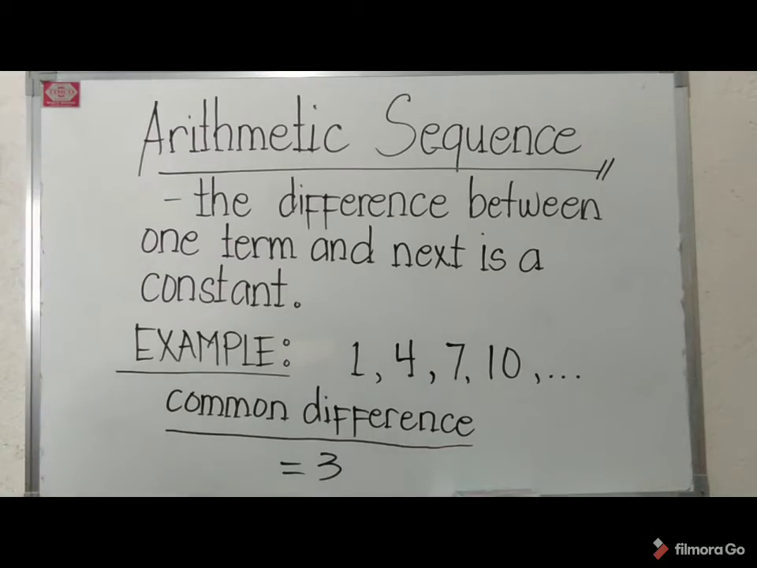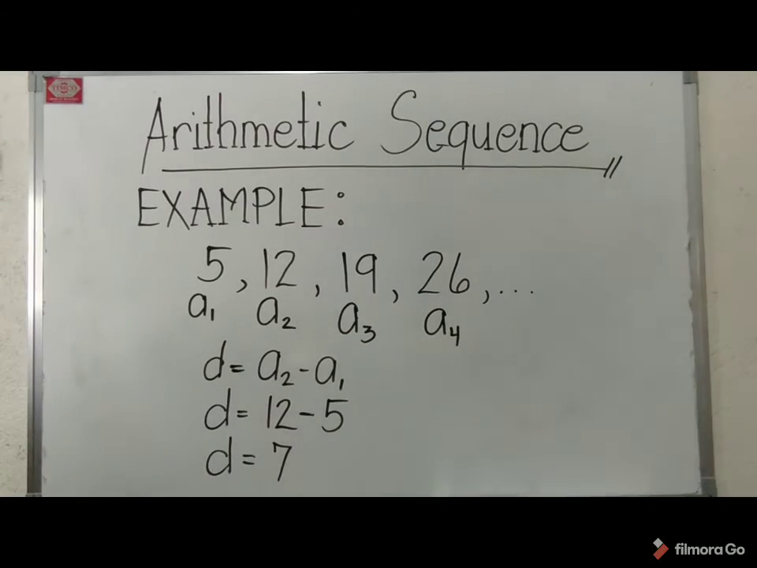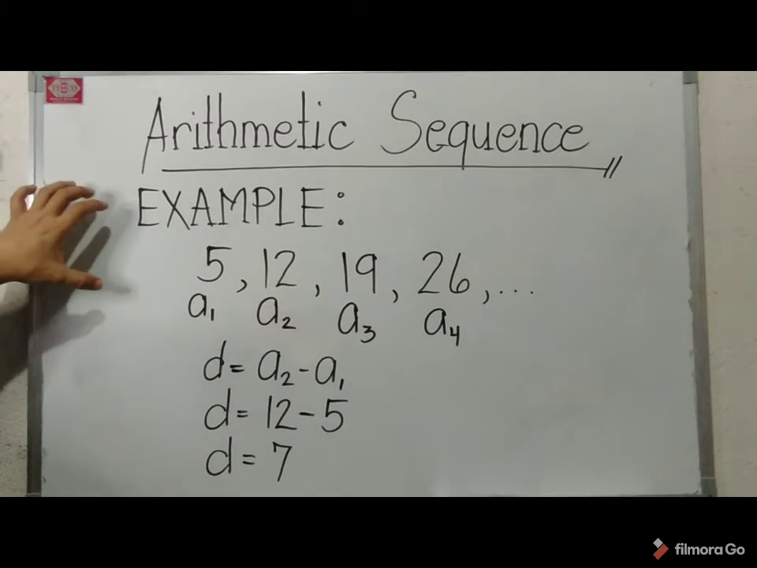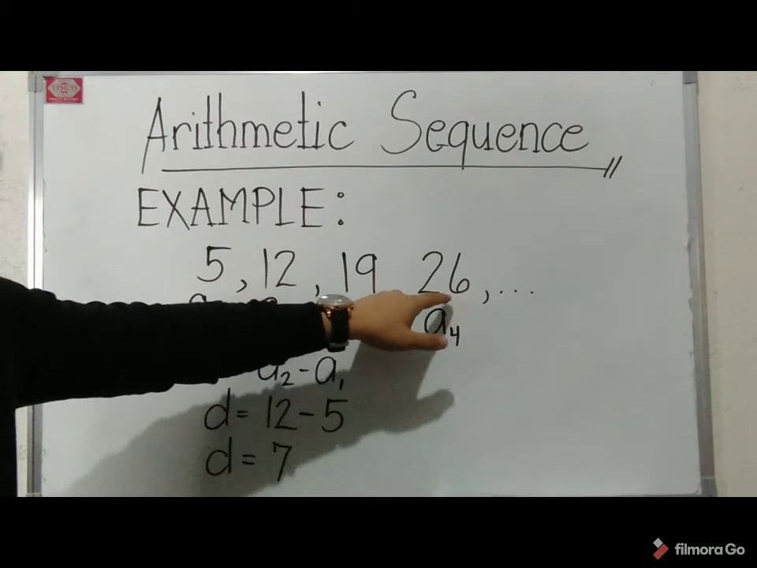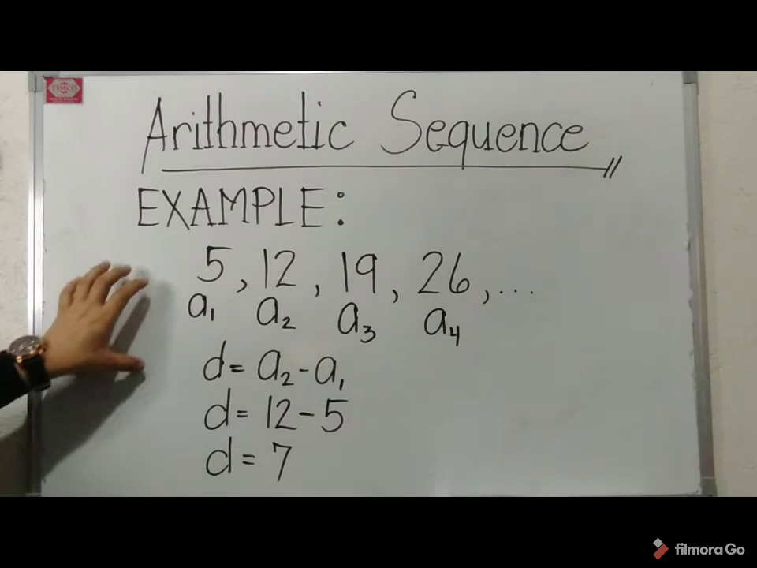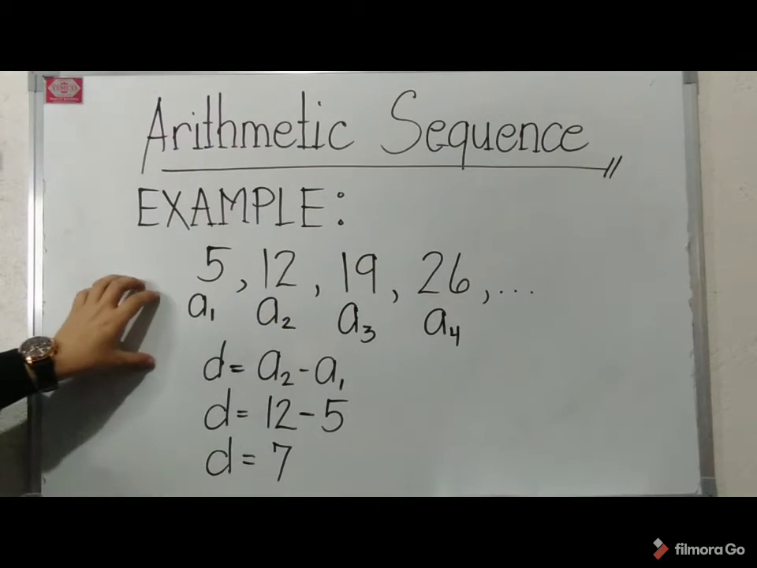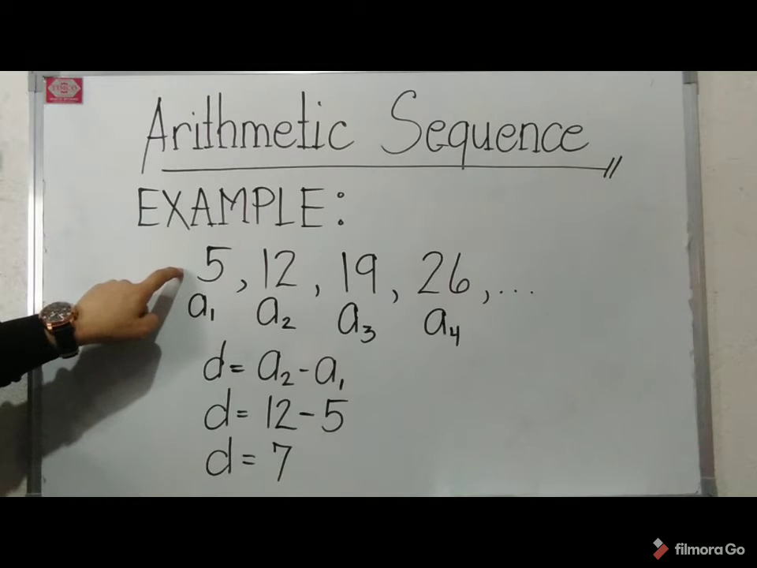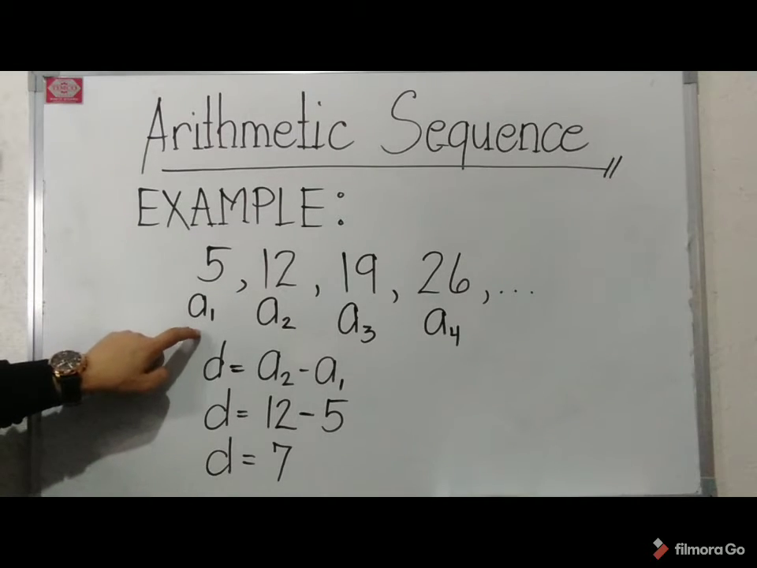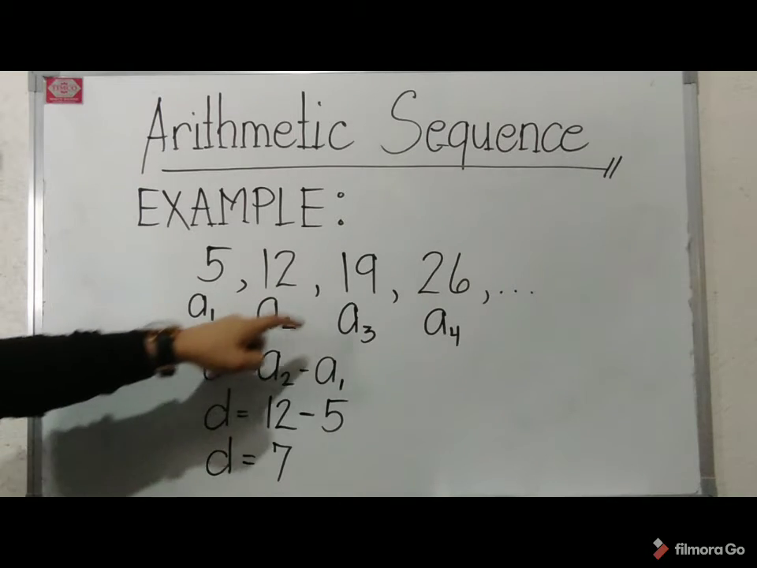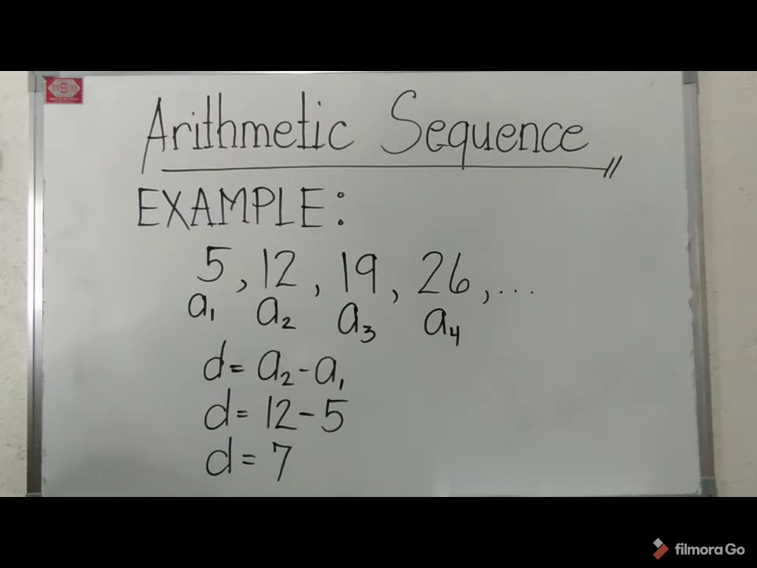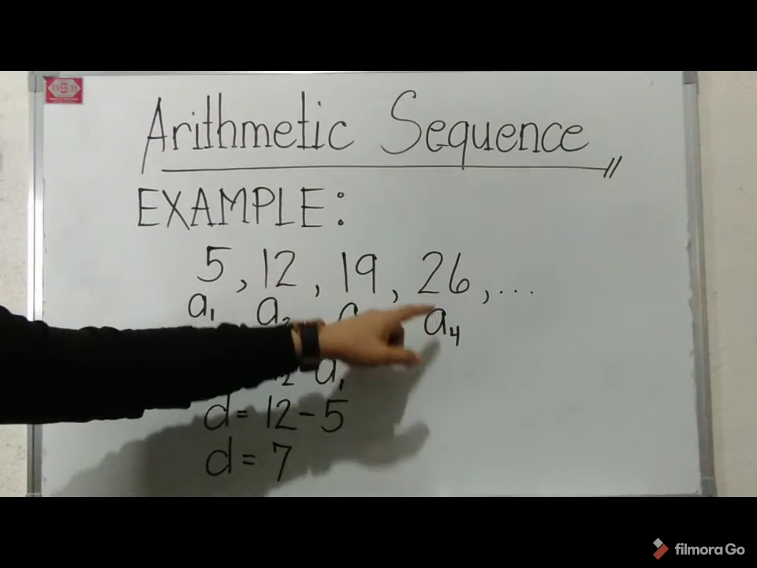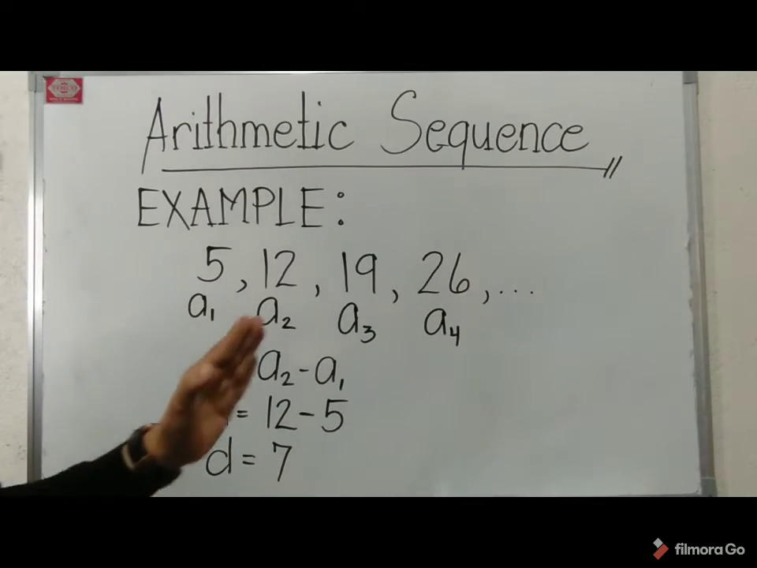So let's have another example for arithmetic sequence. For our second example, 5, 12, 19, and 26. So, nilagyan ko na siya ng label kung ano ba yung tawag sa kanya. So, itong ating first term, tinatawag nating a sub 1. Second term, a sub 2. Third term, a sub 3. Fourth term, a sub 4. At kung may kasunod pa na term, itong 26, ang tawag sa kanya ay a sub 5 and so on.